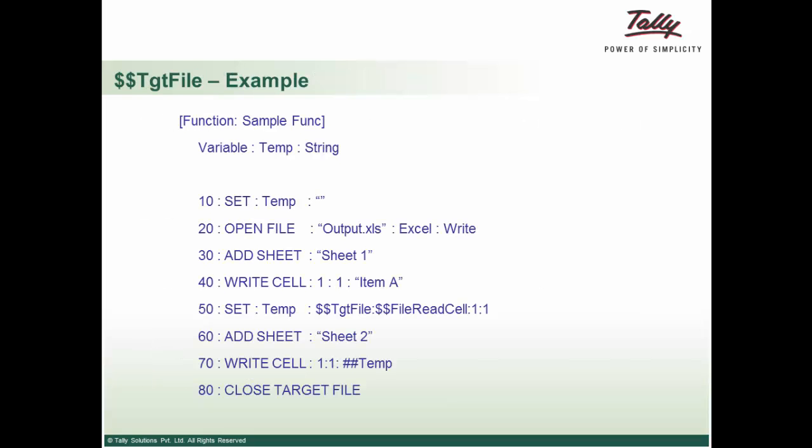So this is an example where we are trying to open an Excel sheet in a write mode, adding a sheet 1, writing to the cell, first row, first column, item 1, setting a variable value TGT read file cell 11 and add it to sheet 2. So this will just change my targets.